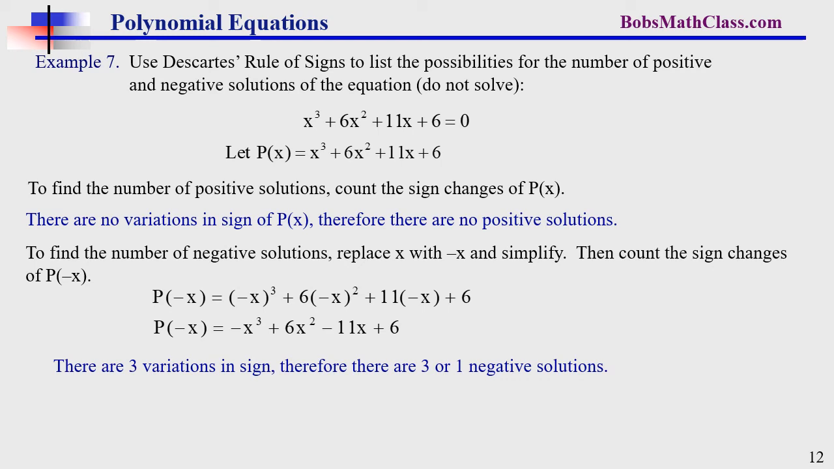So let me just write this down. From here to here, that's different. From here to here, that's different. From here to here, that's different. That's why we get 3. But we have to subtract by 2, so that's why it's 3 or 1.